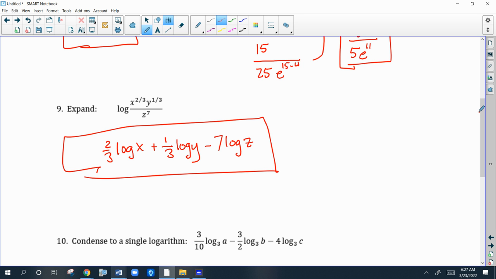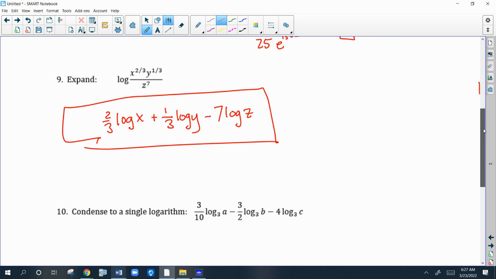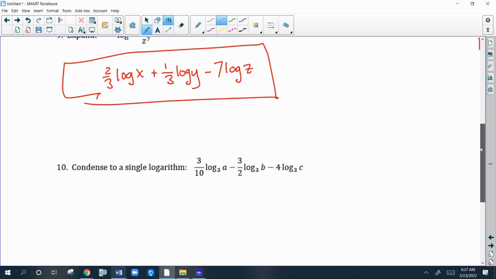Number 10 is condensing, so we're doing just the opposite. You're going to make this a single log now. So I'm just preparing for that, a single log. And now anything with a minus in front of it goes on the bottom. Anything that's positive, it goes up top. These coefficients become the exponents of what we're taking the log of. So you can do this just like the last one in one step.